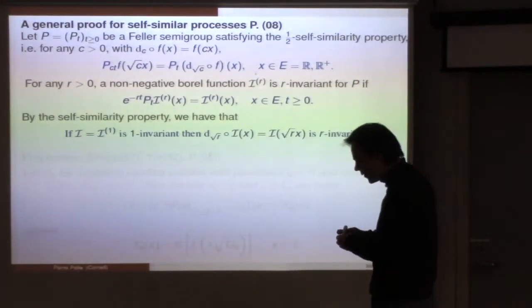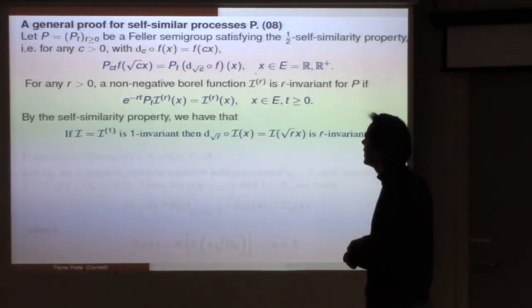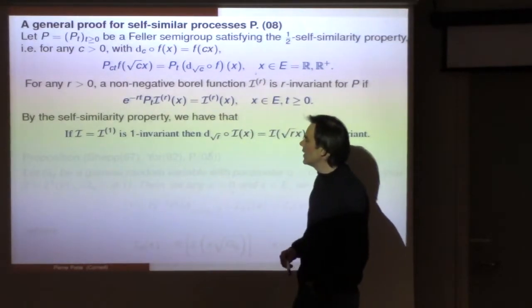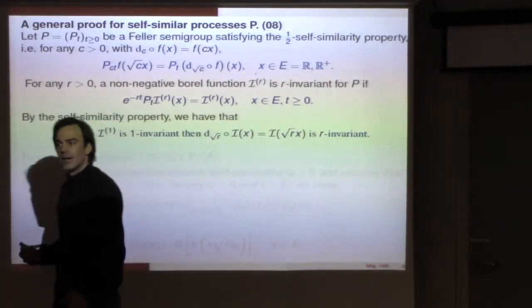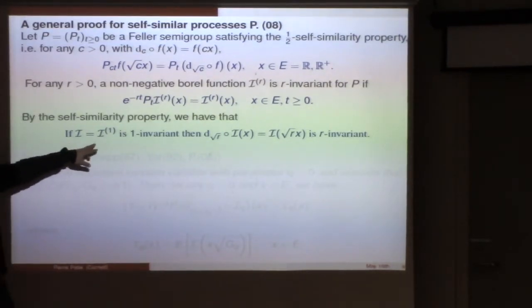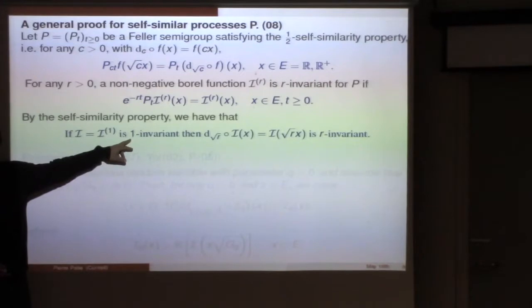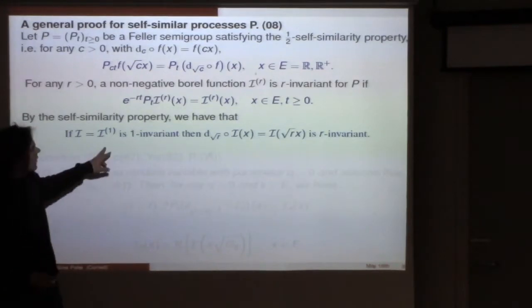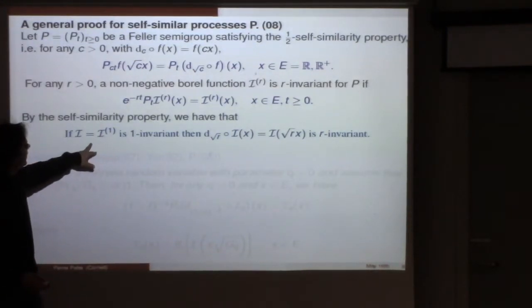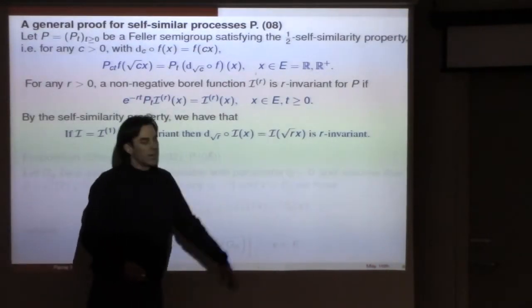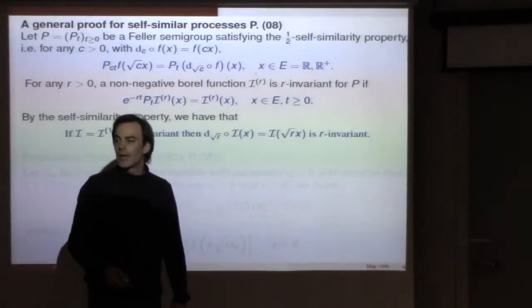Now, from the self-similarity property, you play with this expression, and what is interesting for self-similar Markov processes is that if you know the one-invariant function, so for r equal to 1, then you get easily the r-invariant functions. The r-invariant functions are simply given in terms of the one-invariant function by the scaling of the space variable.